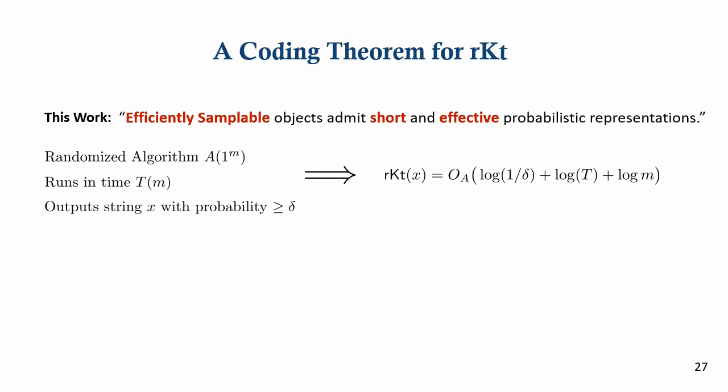However, we'll only get O of log 1 over delta instead of log 1 over delta as in the original coding theorem. And it is an interesting open question to improve this O of log 1 over delta to be just log 1 over delta.